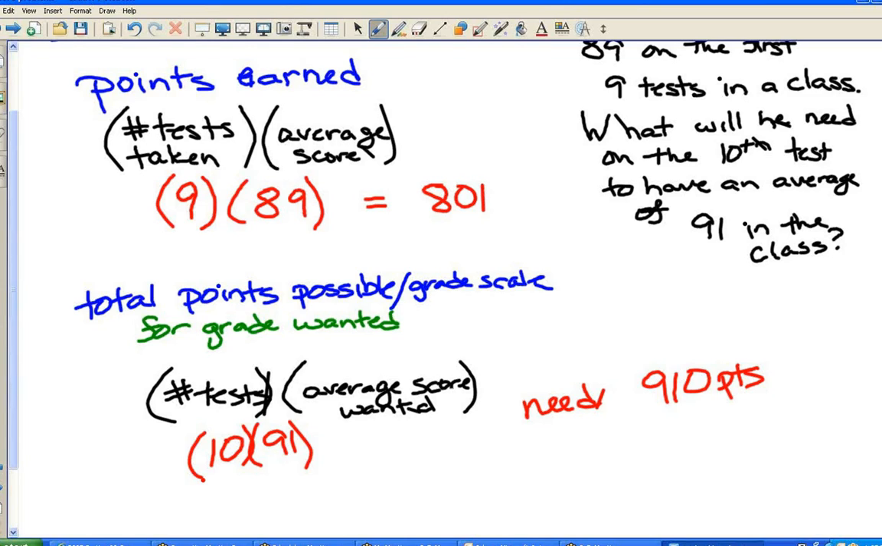Then you look at the difference between what he needs to get the 91 and what he has. You just subtract them. So you go 910 minus 801, which is not pretty. It's going to be a pretty tight test score, not quite possible. If I subtract it out, there better be extra credit on the test, because it's very difficult to get that: 910 minus 801 is 109.